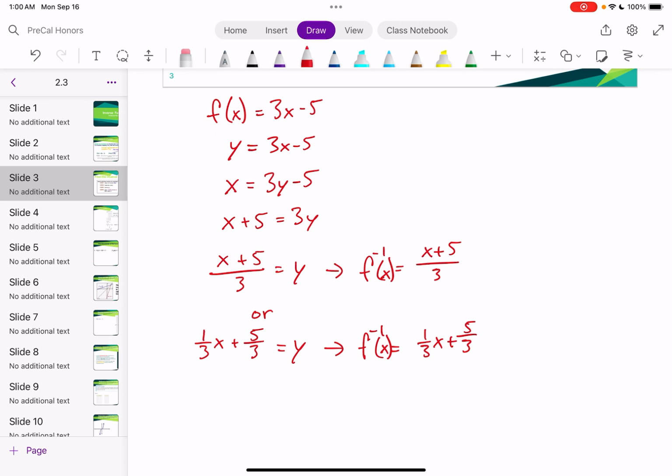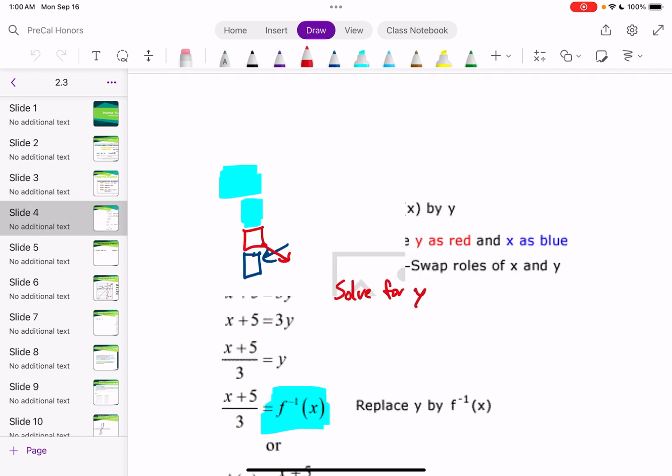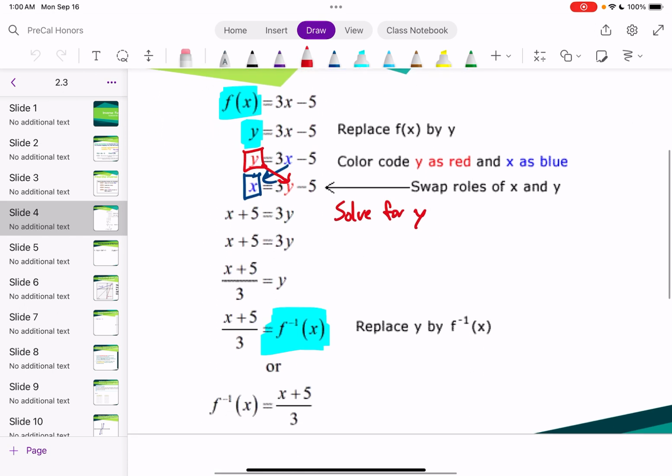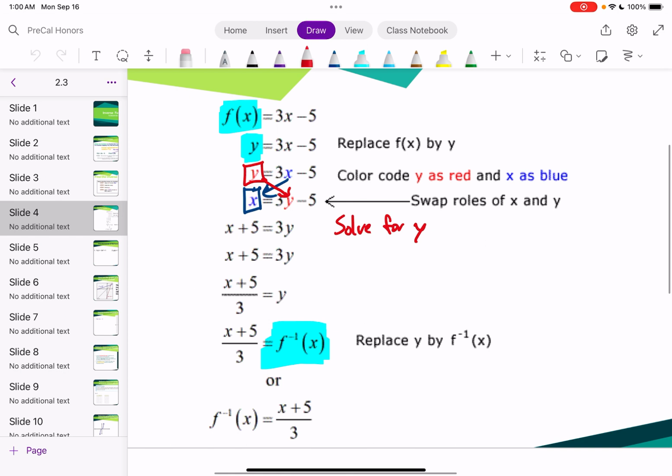Let's go ahead and take a look at slide 4. In slide 4, we go over the step-by-step of how to solve for our inverse. Keep in mind, we begin with the f of x, we switch it out with a y, we switch the y and x, and we solve for our y. Once we do that, we replace it with the f of -1 of x, and we have our answer. Let's take a look at slide 5.